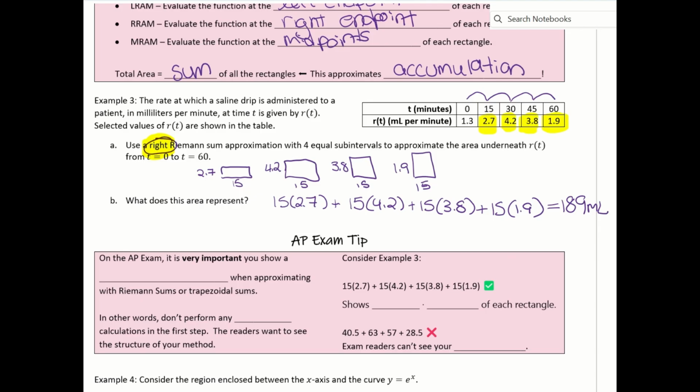So what does this represent? Well, we did milliliters per minute times minutes, and that gave us milliliters between the 0th minute and the 60th minute.